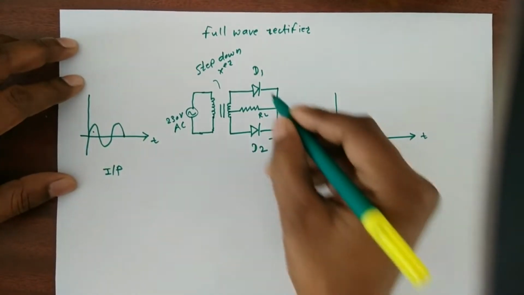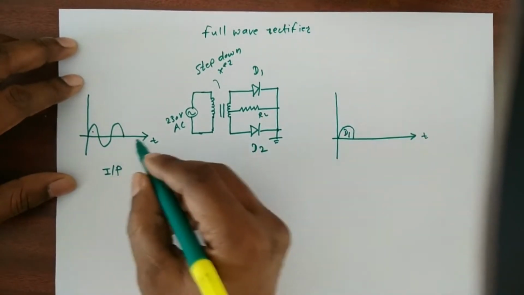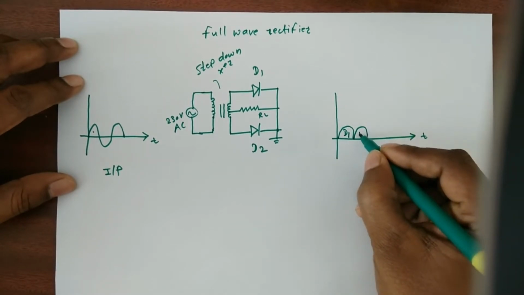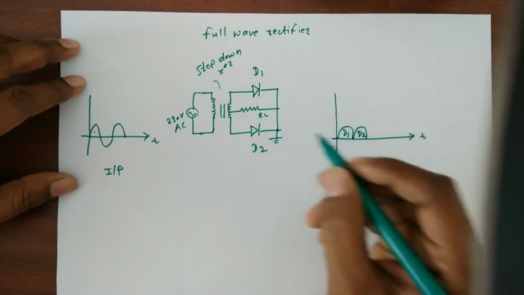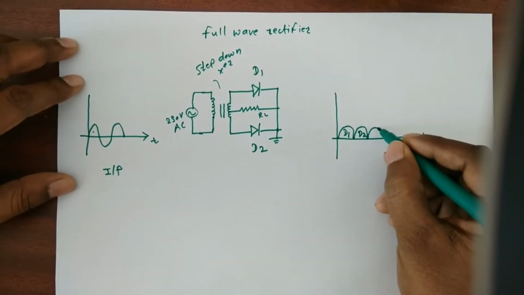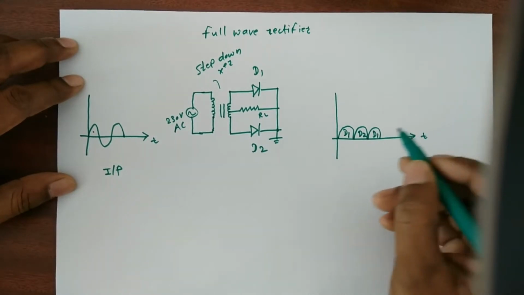In the first case, diode D1 will be forward biased and D2 will be reverse biased. Hence, this is the output due to diode D1. Now for the negative half cycle, diode D2 will conduct and D1 remains reverse biased. For the positive half cycle again, D1 is forward biased and D2 is reverse biased.